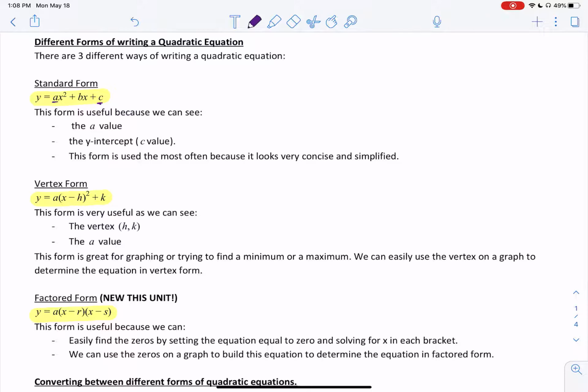It's the most simplified one. It's the one that people think looks the nicest and most concise. So typically this is the one you will see written out. So you'll have to convert it if you really want to do anything with it.